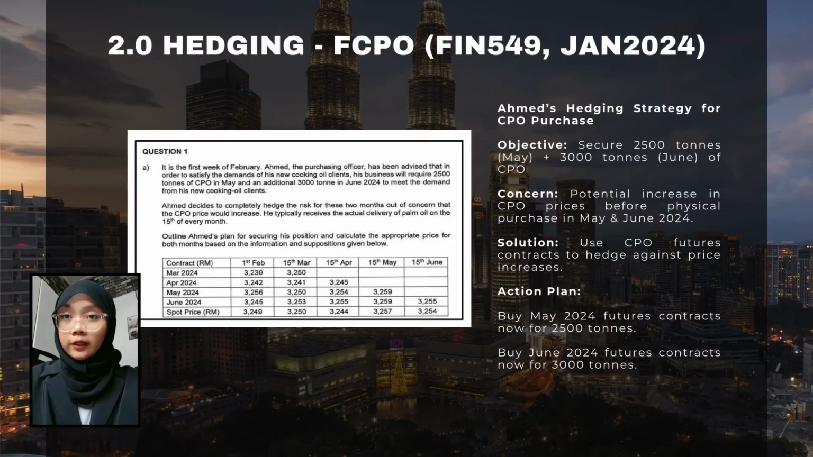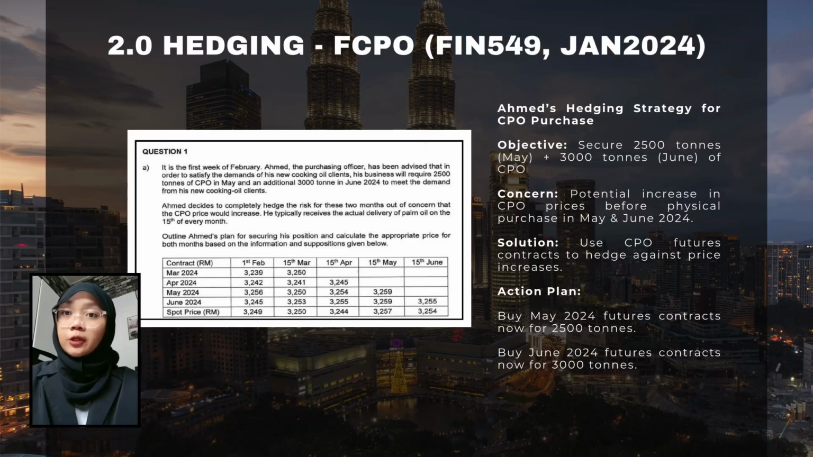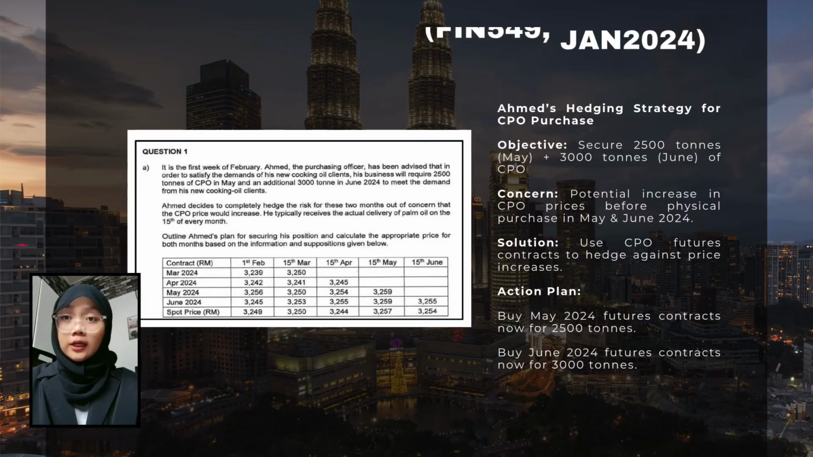So we are going to start with the hedging explanation first. For question number 1, let's begin with Ahmad's hedging strategy. Ahmad needs to secure 2,500 tons of CPO in May and another 3,000 tons of CPO in June to meet the production demand. He is worried about a rise in CPO price before the actual purchase. To protect against this, he decided to use a hedging strategy with CPO futures contracts. The objective is simple: lock in the CPO price now to avoid paying more later.